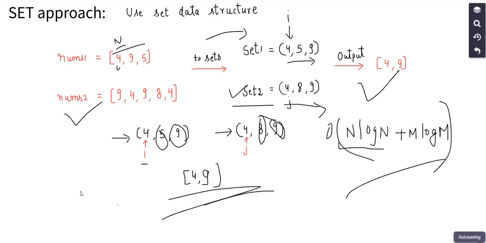What is the space complexity? Obviously, we are using two sets, this set of size n and this set of size m. Hence, the space complexity would be n plus m.